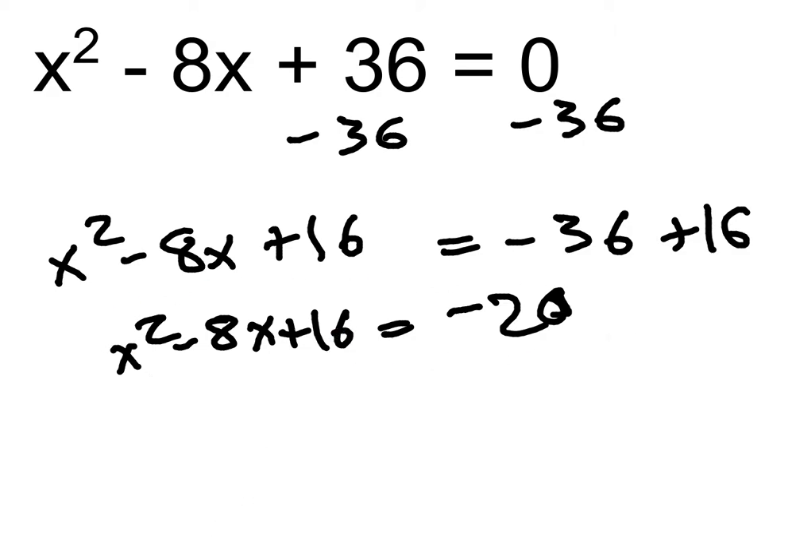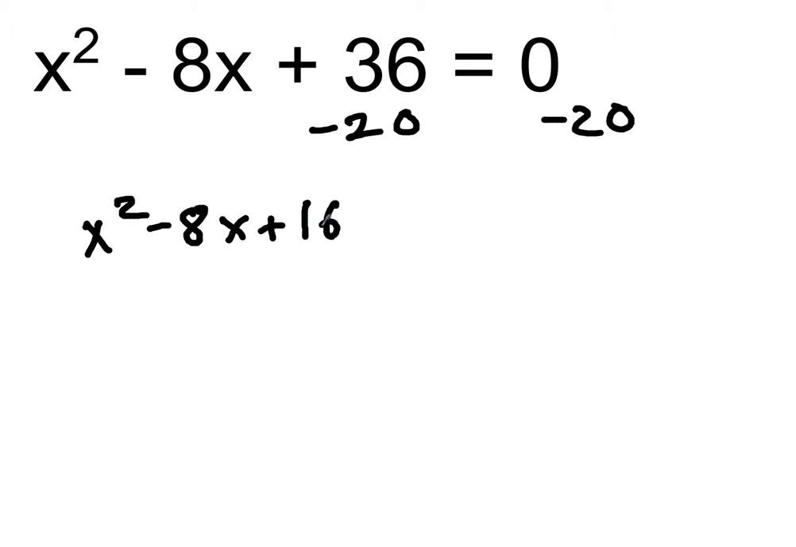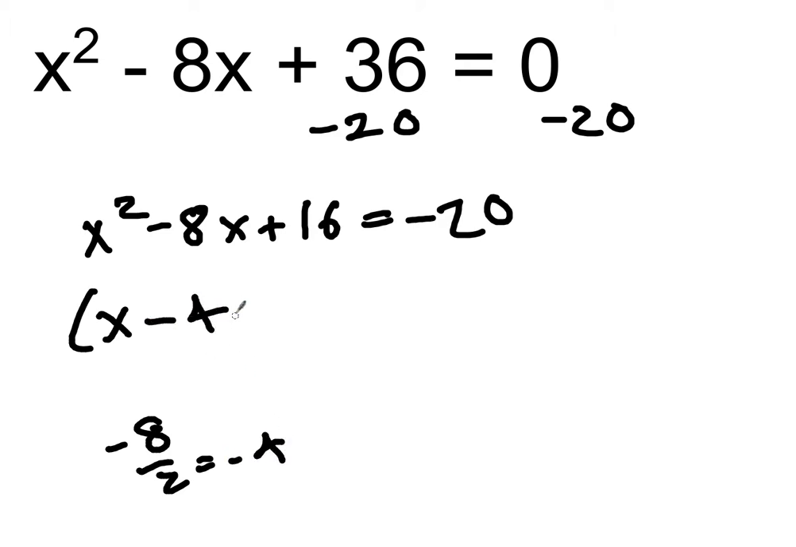But another way to do it is we could figure out, well, b divided by 2 squared is 16. So I want this to be 16. How do I make it 16? If I subtract 20, it gives me 16. So that's another way to do it. I subtracted 20 from both sides. Now this is a perfect square trinomial, and I can solve this equation. So this factors to x, and then what goes over here is b over 2. Well, negative 8 over 2 is negative 4. So this is x minus 4 squared is equal to negative 20.